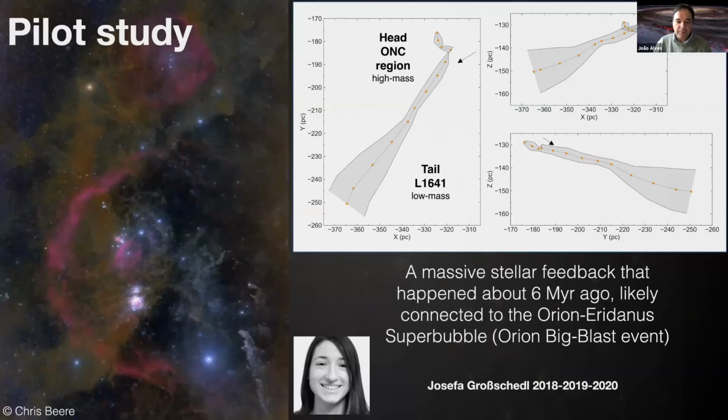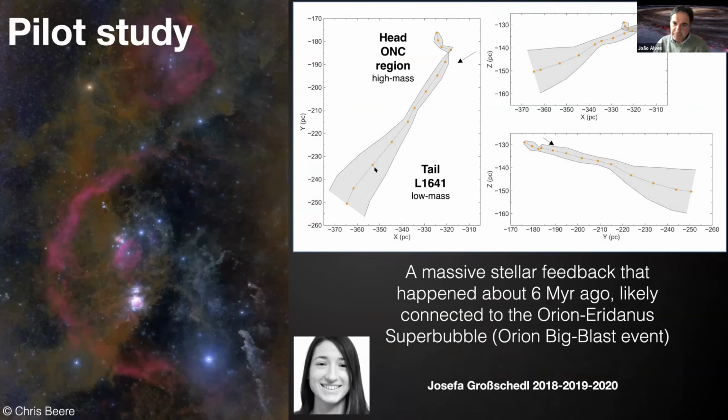Now I want to tell you about a pilot study, because we can already do that with Gaia. This is work from Josefa Großschedl's thesis, where she figured out, just by using Gaia and the positions of the YSOs, that Orion A is really not on the plane of the sky. Only this part is on the plane of the sky. This is the ISF, the sun in this direction. Most of the cloud is almost along the line of sight, at 70 degrees, and 90 parsecs instead of 40.